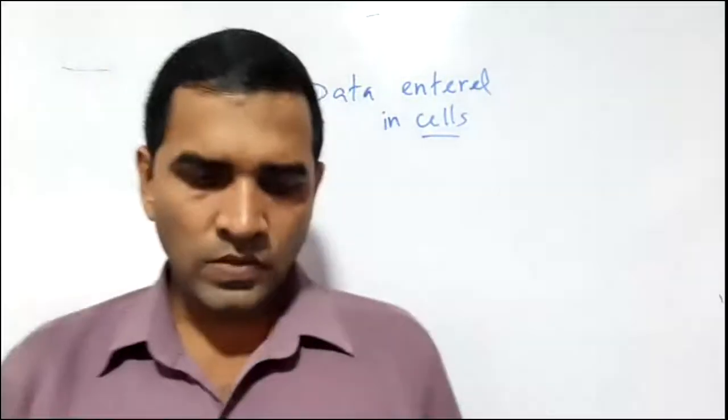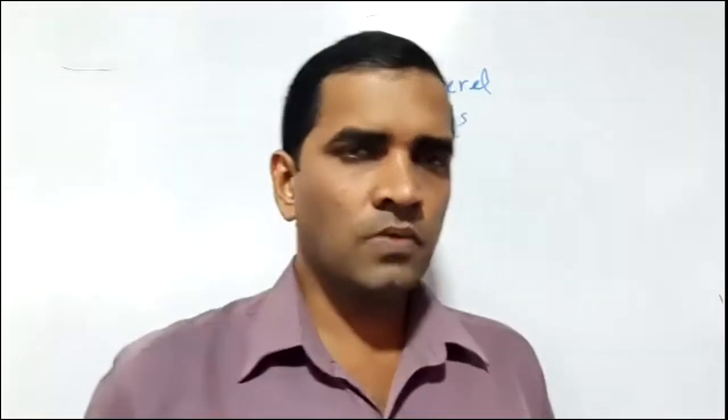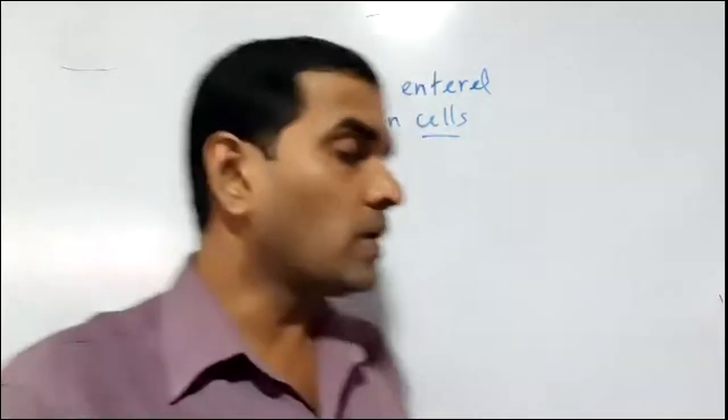Right? Data which can be entered in a cell. Everyone knows that a cell is there for having data. We can type whatever we want, but generally 3 types of data can be entered in a cell. We have 3 different data to be entered. The first one I will explain.